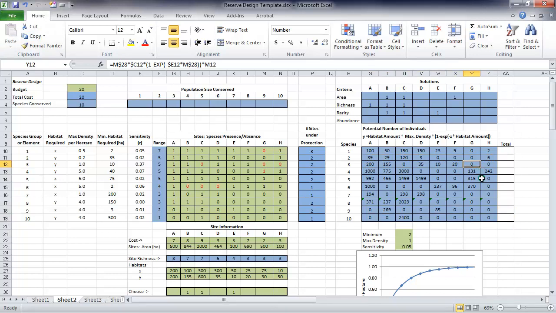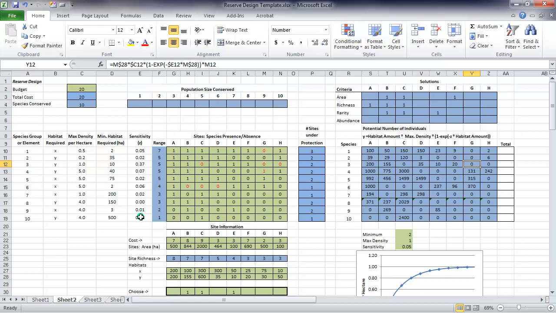So here you have your best guess at the number of individuals that might be conserved in each and every site if they are conserved, given what you know about the current species distribution and given what you know about these species' habitat requirements.